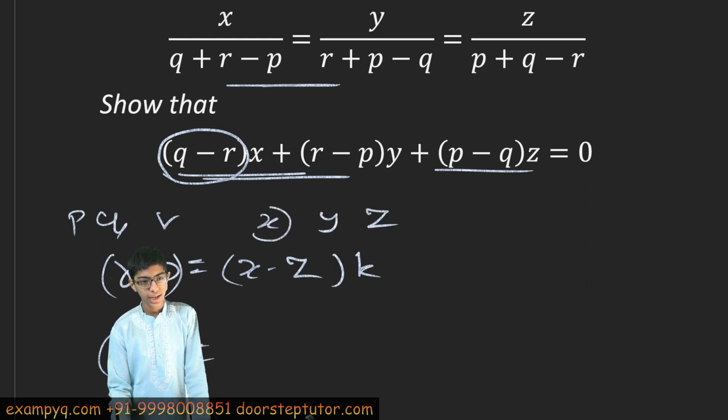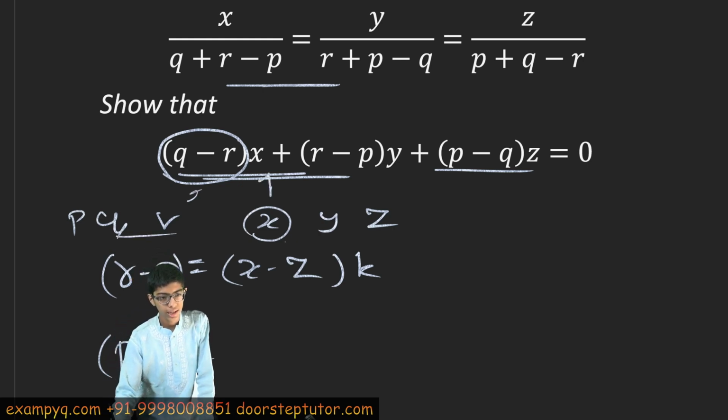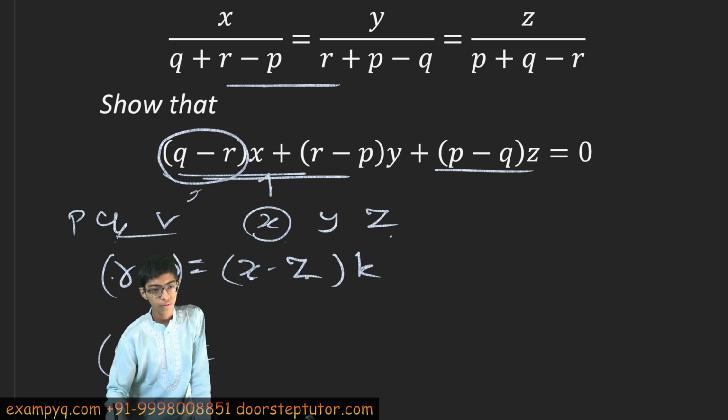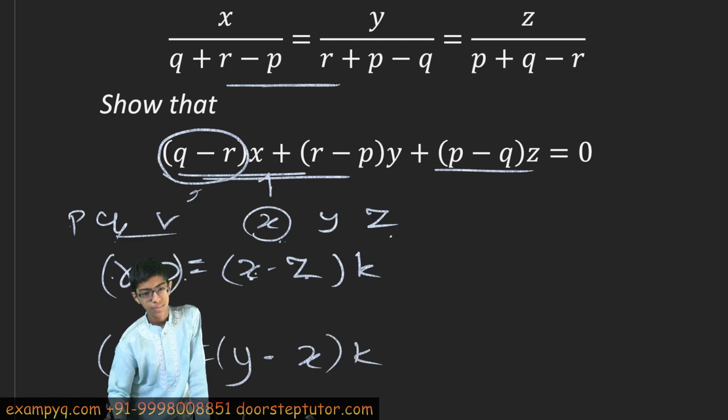So when we take x here, we take these two here. That is, when we take x here, we are taking p here, and for z we are taking r. Therefore for x, as we take p, for p we will take x. So we have x minus y, that is into k. Similarly this is z minus y into k.